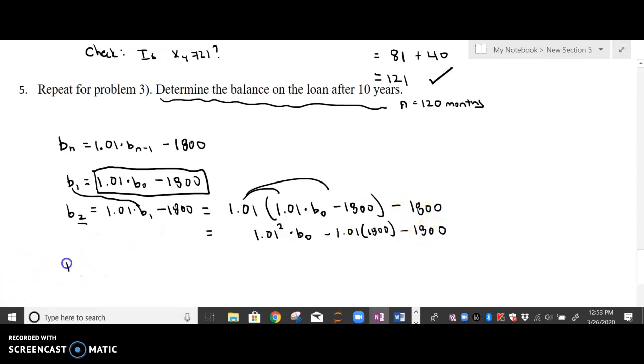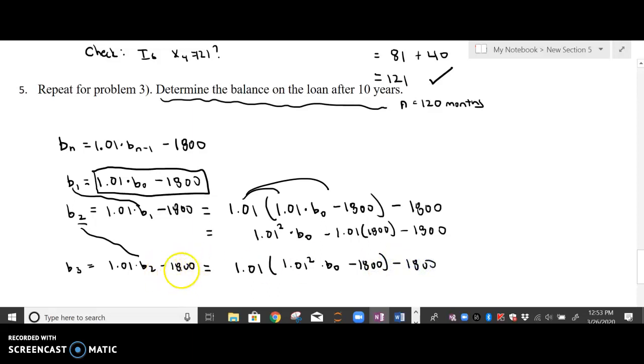So now I'll do the same thing for B3. B3 equals 1.01 B2 minus 1,800. And we're going to stop once we believe we see what the pattern is. So I at least recommend doing the first 3 terms just so you're really confident in seeing those. So I'm going to replace B2 with what it is equal to in terms of B naught, which is 1.01 squared times B naught minus 1,800. And then all of that minus 1,800, that comes from this second piece here.